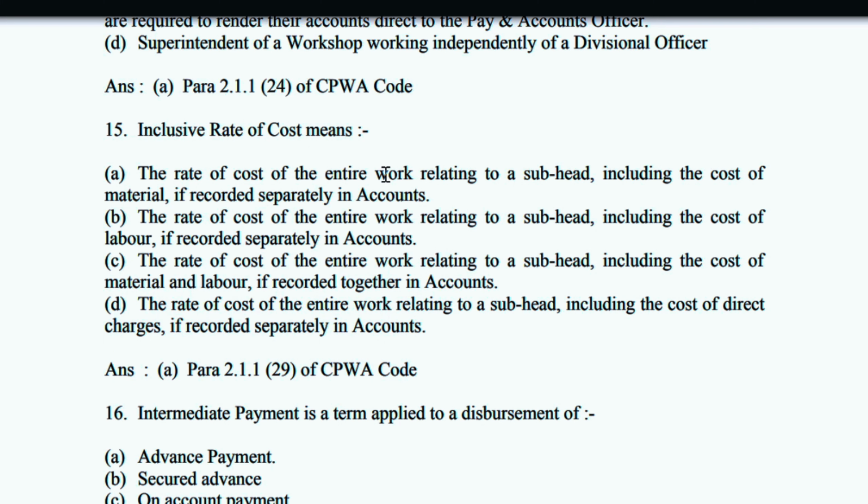Inclusive rate of cost means: the rate of cost, the entire work relating to a subhead, including the cost of material, if recorded separately in the accounts.